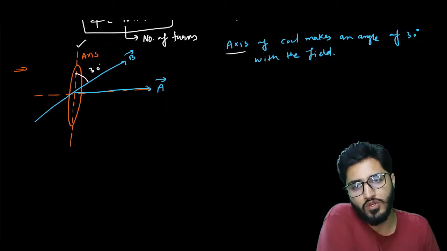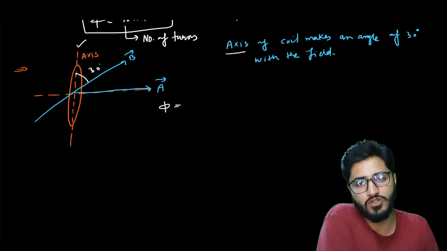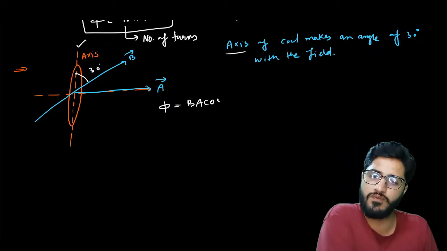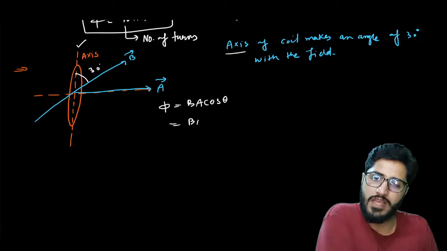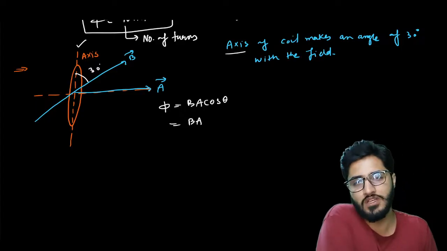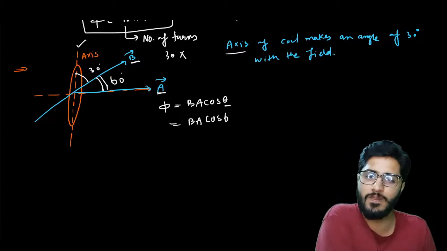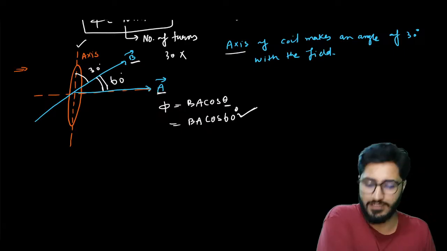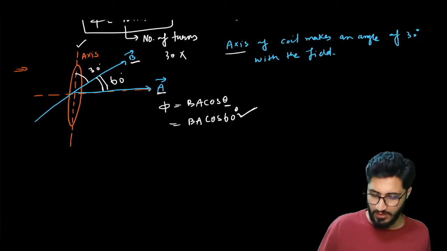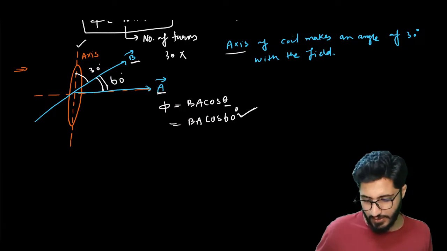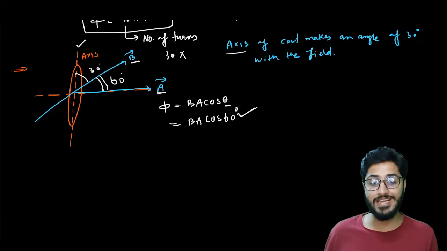If somebody asks you, beta, what is phi here? You will write, sir, it is BA cos theta. B is B, A is A. What is cos theta? You will write 30. 30 is an incorrect answer. Why? Because theta is the angle between B and A. This is 30, this one will be 60. So my answer is cos 60 degree. This one is correct, this one is appropriate, by taking angles.